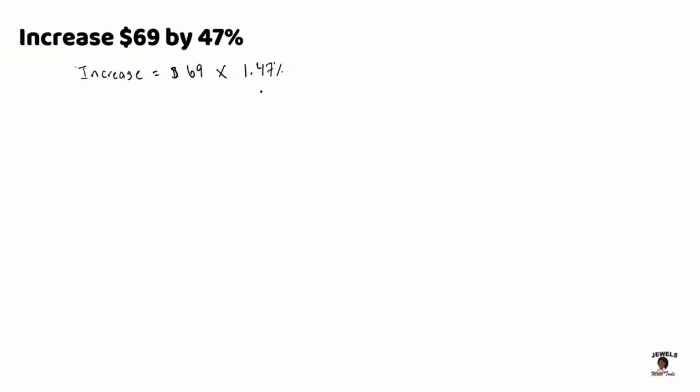So instead, I'm going to be calculating my increase by taking my $69 and multiplying it by 1.47. And I'm going to show you how I got this 1.47. Remember that we're calculating 47% of $69. That 47%, I'm going to write as a fraction, which is 47 over 100. And in its decimal form, it's 0.47.